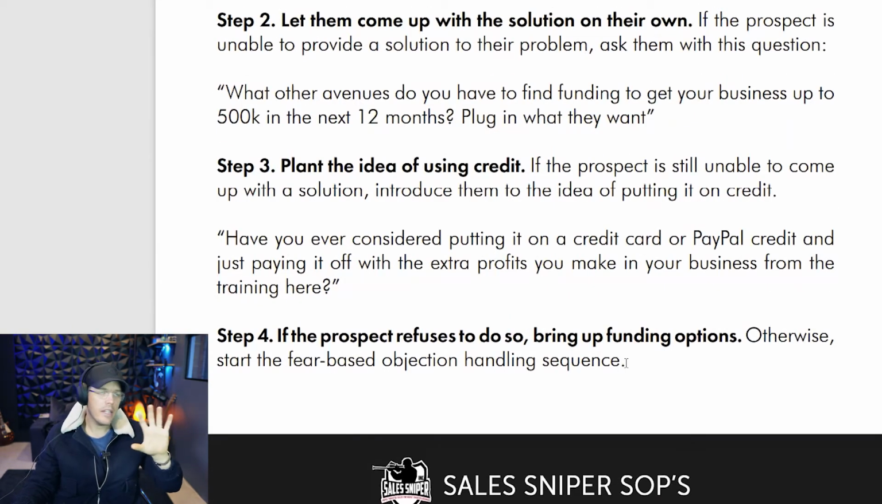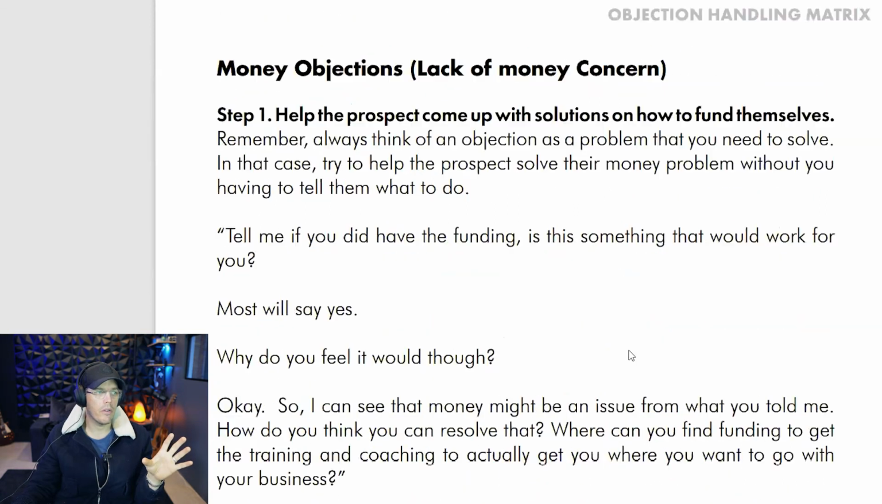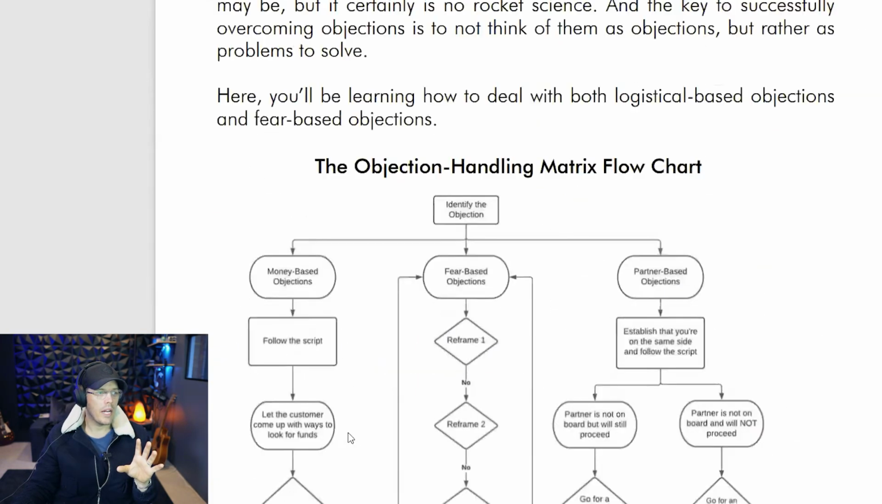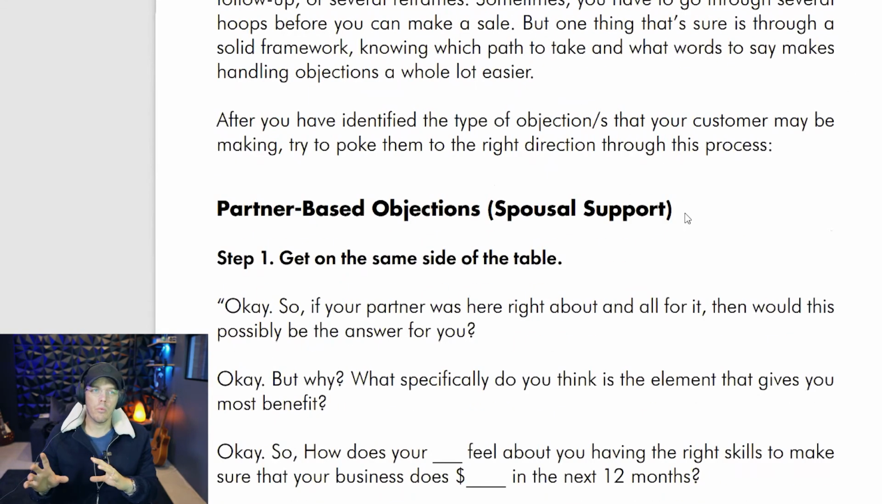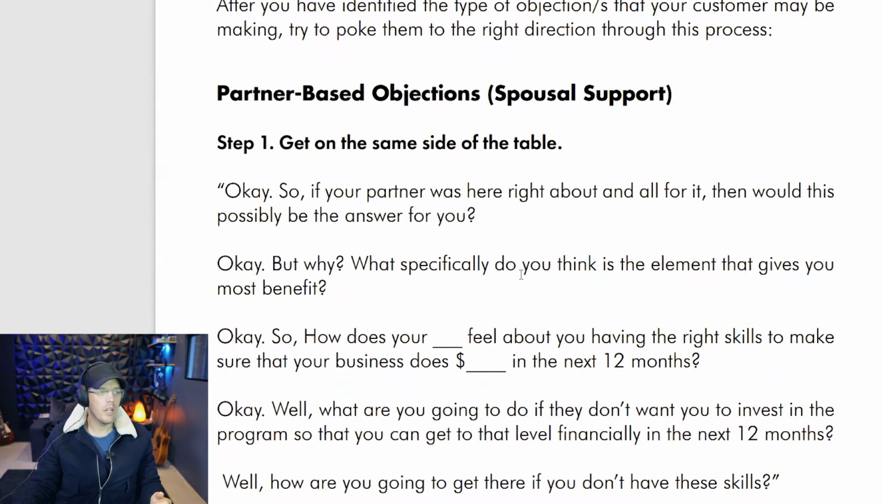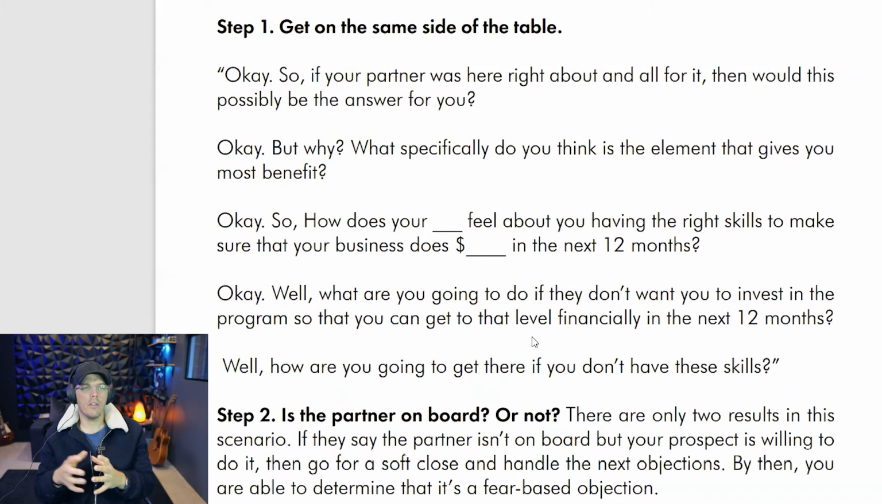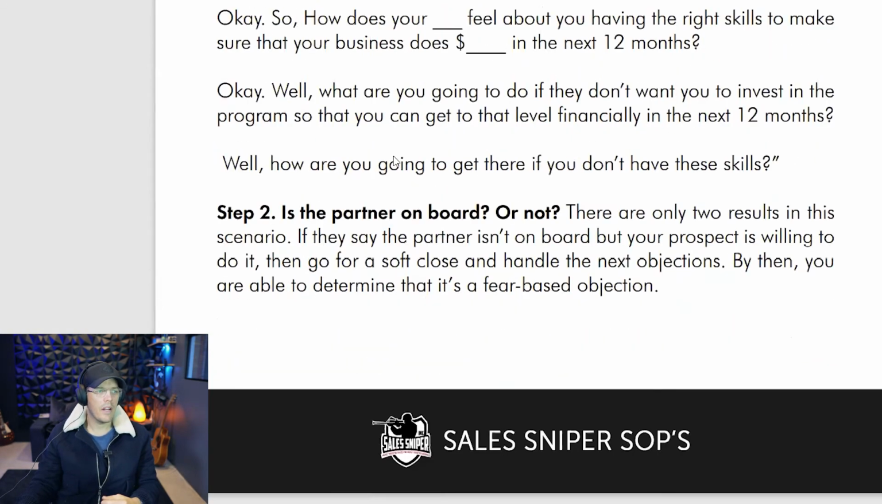Then what they might do is go, yeah, that works, that sounds really good, I just need to check with my partner. Okay, that's no dramas. We're now into a partner objection. Establish that you're on the same side of the script, okay? Okay, and if your partner was here and they were on board with this, would this be the answer for you, do you feel? Yes, it would. Okay, perfect. Why do you feel that way? What do you think would specifically be of most benefit to you in actually getting to there? And like, how does your partner feel about you learning the skills so you can X, Y, Z? Okay, well, what are you going to do if your partner doesn't want you to invest so that you can actually get that level of financial freedom that you want over the next 6-12 months? Like, what are you going to do then? So how are you going to learn the skills if your partner doesn't want you to invest, right? Now, there are 2 results here.